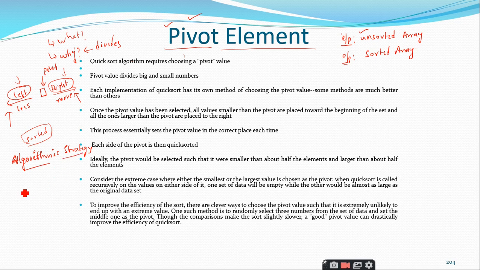The algorithmic strategy that lies behind this quicksort algorithm is divide and conquer. This is a very important concept. You might be asked a question like, what is the strategy that lies behind this quicksort algorithm? You can simply say that it is divide and conquer. What is this divide and conquer?